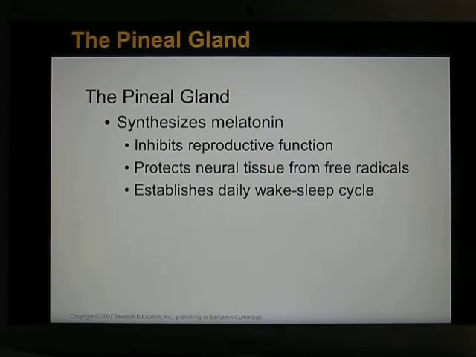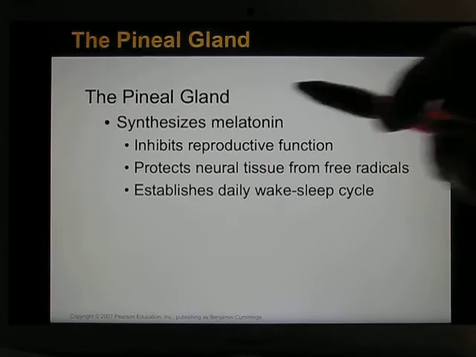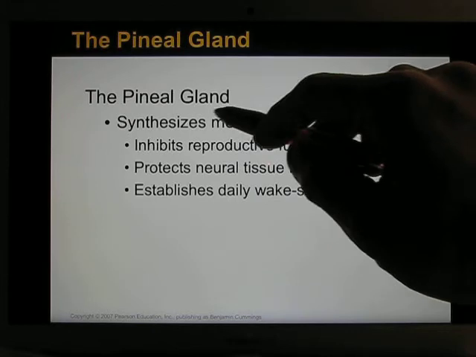Okay, next one, the pineal gland. The pineal gland is a structure in the brain. It releases melatonin, and melatonin controls your sleep-wake cycle.